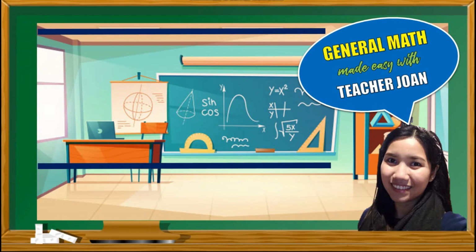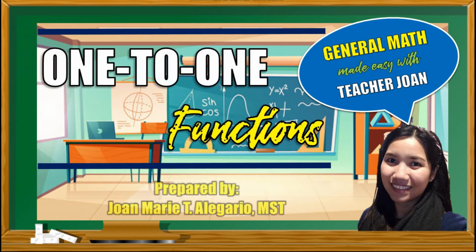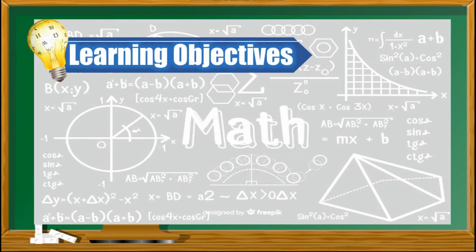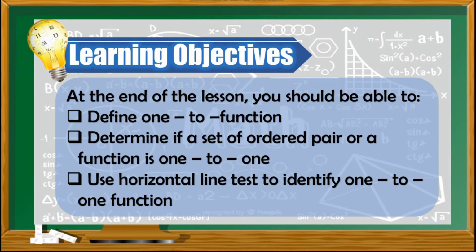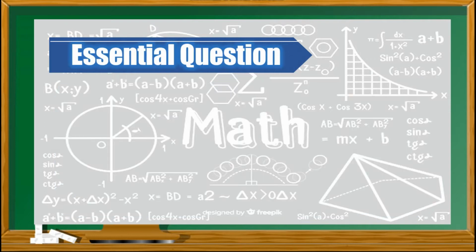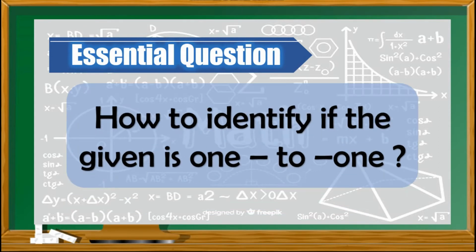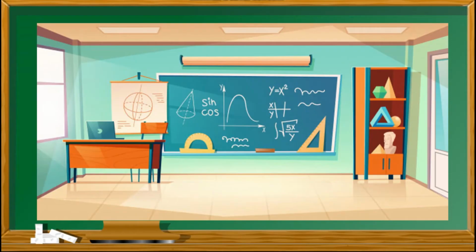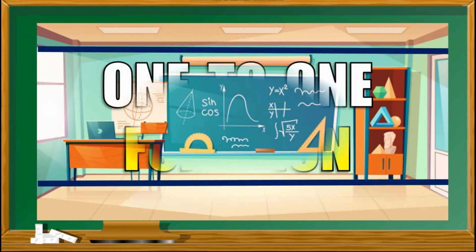In this video, our focus is on one-to-one functions. What are our learning objectives? At the end of the lesson, you should be able to define one-to-one function, determine if a set of ordered pairs or a function is one-to-one, and use the horizontal line test to identify a one-to-one function. To attain these learning objectives, the essential question that needs to be answered is how to identify if the given function is one-to-one. First, let us define one-to-one function.